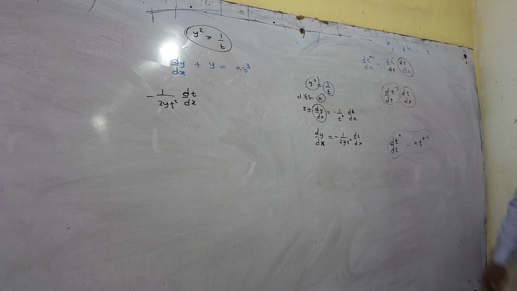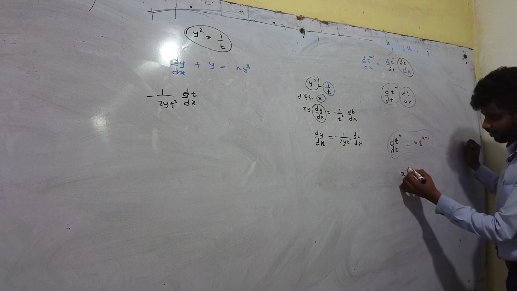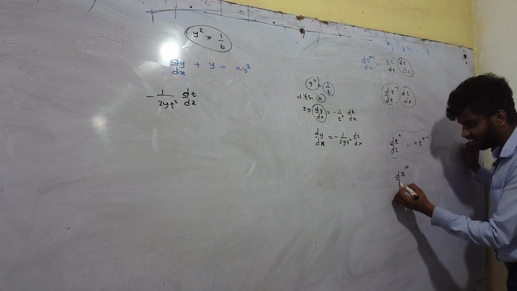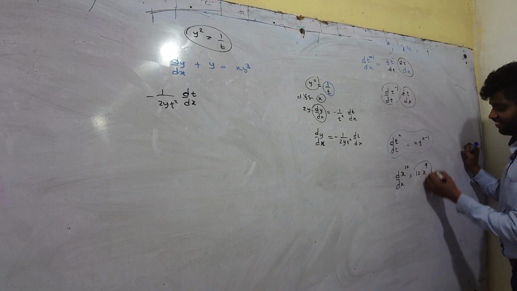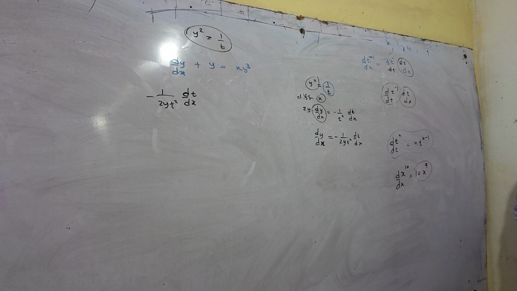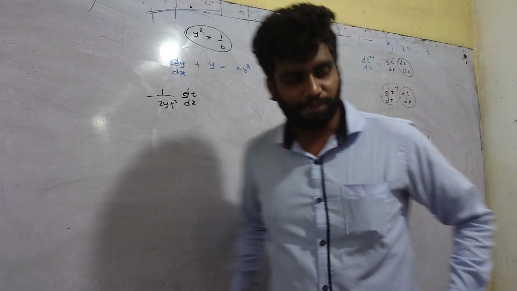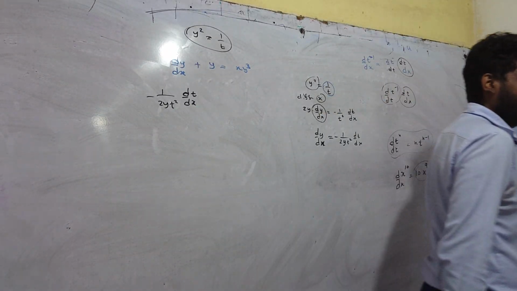How do you differentiate t to the power minus 1 with respect to t? It's the same as normal differentiation. I know this formula.